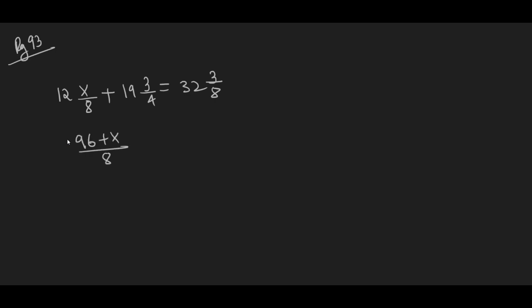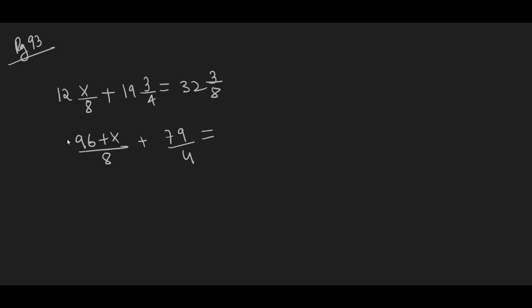The next question is the challenge from this exercise only, page 93. Find x if 12 x upon 8 plus 19 3 by 4 equals 32 3 by 8. So 8 into 12, 12 8s are 96, plus x upon 8. So 19 into 4 is 76 plus 3, so this will be 79 upon 4.